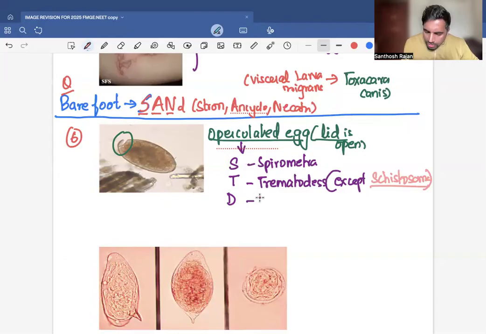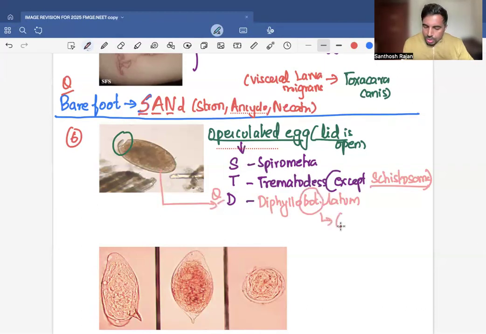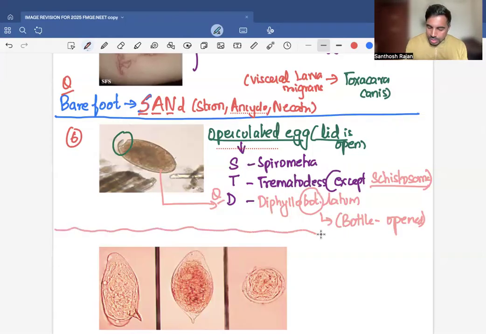D for our favorite one, Diphyllobothrium latum. Just now we spoke about Diphyllobothrium latum, the vitamin B12 deficiency causing thing. So typically, if they ask, they will ask for Diphyllobothrium latum. Or if you forget, also remember, you have to open the bottle. The bottle should be open to drink, I mean the water, not the other one. If you want to drink something, you have to open the bottle. So operculated egg, that's it. Very, very simple, another easy one. You're not going to make a mistake in this.